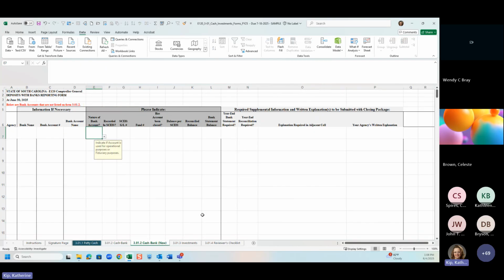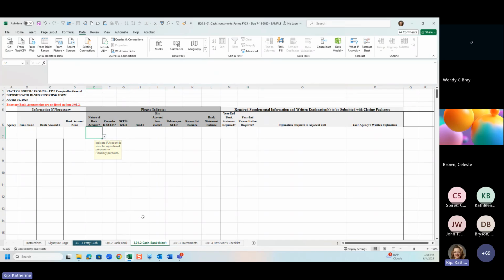So this tab 3.01.2, cash bank new. If there are any bank accounts that we are not aware of that were not listed on 3.1 cash bank, you're going to list them here. And you also need to make sure you reach out to the treasurer's office and let them know that you have a bank account that they are not aware of. And you will go through the similar exercise in 3.1.2 and just give us information so we know how to record it to the ACFR.